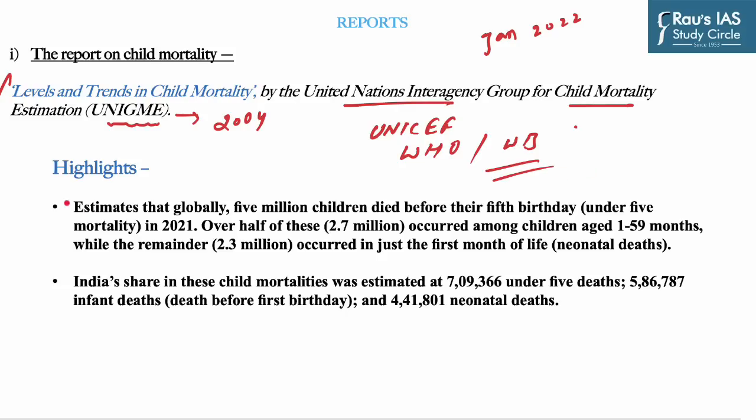This report estimates that globally 5 million, that is 50 lakh children, died before their 5th birthday, that is under-5 mortality, in 2021. Over half of these, that is 2.7 million, occurred among children aged 1 to 59 months, while the remainder, that is 2.3 million, occurred in just the first month of life, that is neonatal death.